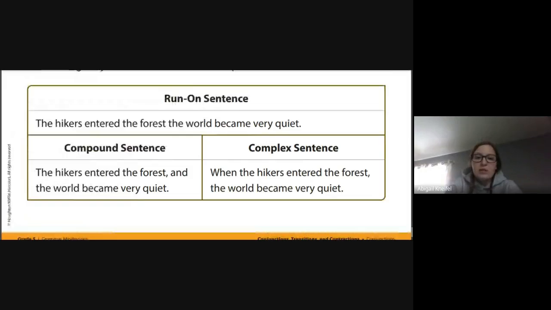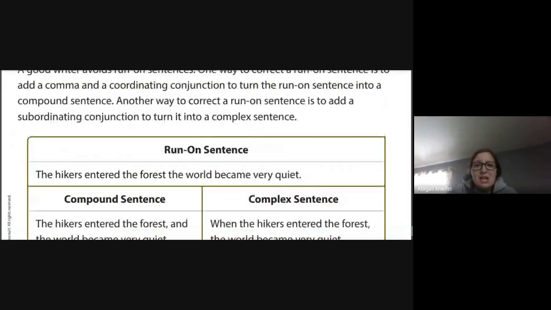So that is why we use compound and complex sentences to help us not have run-ons, okay? So I am going to stop sharing that and open up our Google Doc and start sharing that. We're going to go over the other pages of the homework. We're going to do a few together.